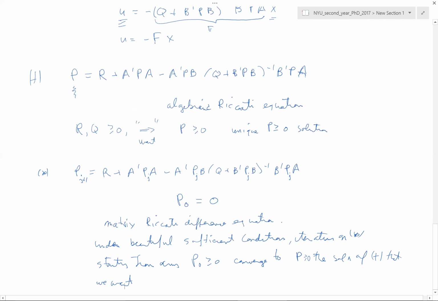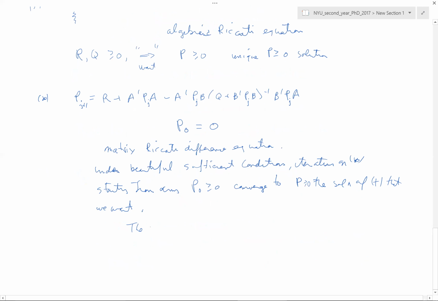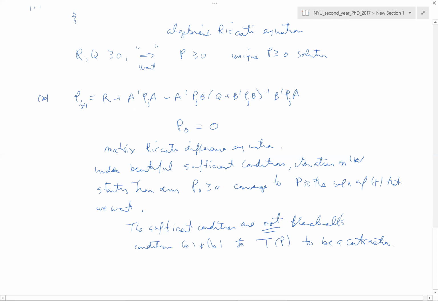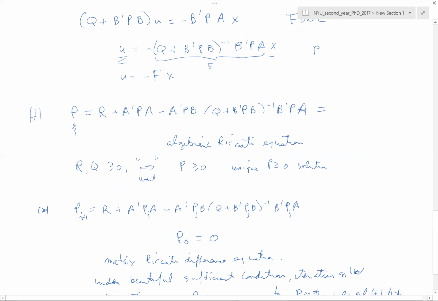And just a little side thing is the sufficient conditions are not Blackwell's conditions A and B for T of P to be a contraction. Because if we call the right-hand side of this T of P following Blackwell, it's not a contraction.